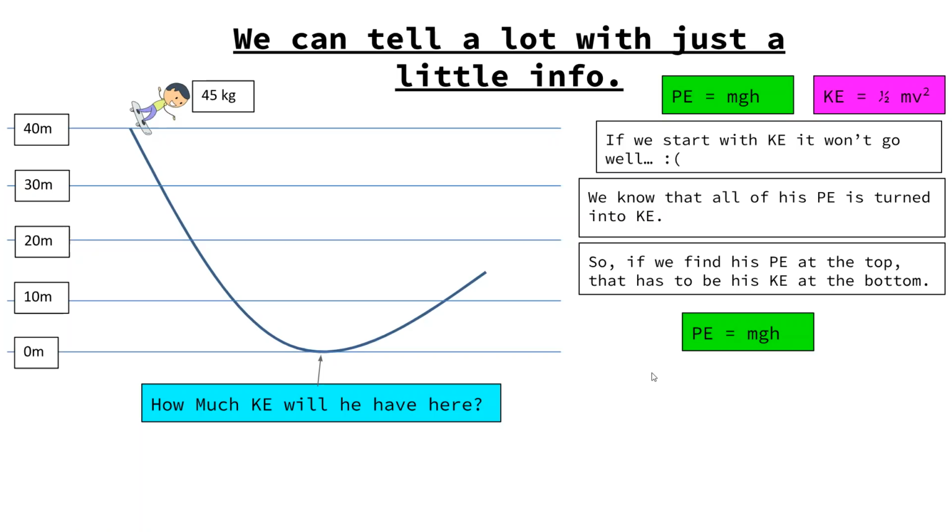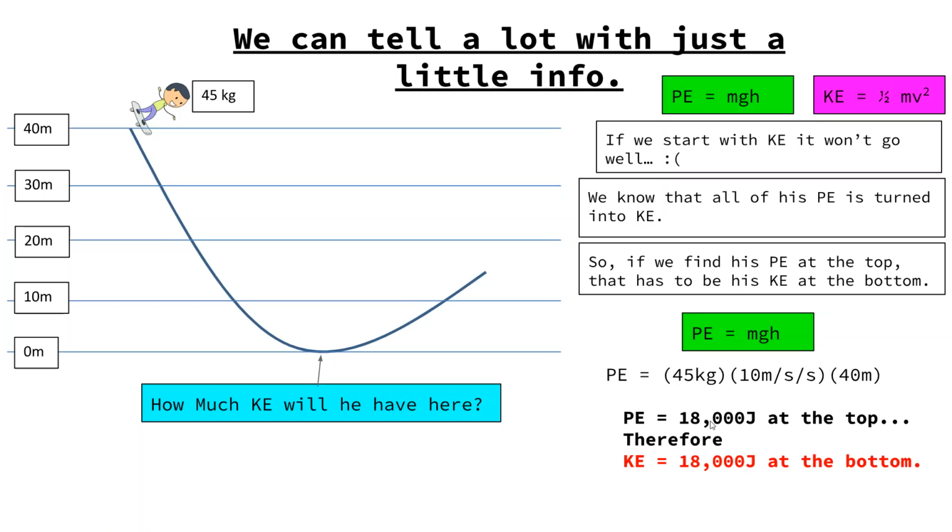All right, so we've got to start with potential energy. We know that equation, mass times gravity times height. We have all of those details. We know he's 45 kilograms. Gravity on this planet is 10, and he's starting at the 40-meter mark, so we can find his potential energy, and that works out to 18,000 joules. Therefore, when he gets to the bottom of the ramp, he's going to have 18,000 joules of kinetic energy down here at the very bottom.